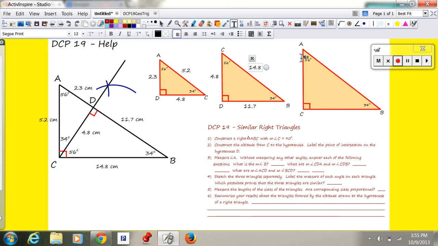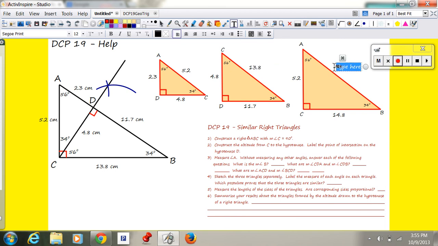So that would be this one. Then from A to C we already measured 5.2. From B to C we already measured 14.8. And that's not going to come out right. No. Let's make this one 13.8, guys. Sorry, I just want it to make sense. So let's change that one to 13.8.